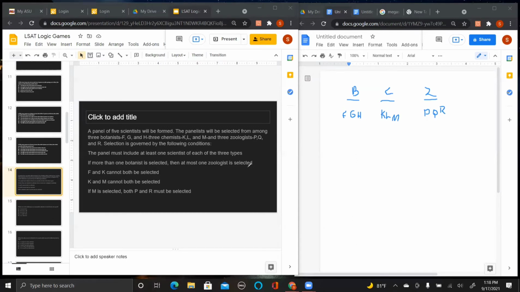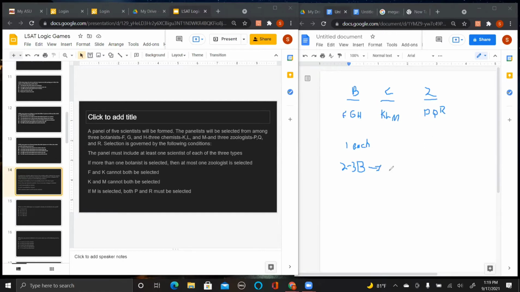So here are the rules. Panel must include at least 1 scientist from each of the 3 types. So I'm gonna put 1 of each. We have to make sure we include at least 1 botanist, 1 chemist, and 1 zoologist, right? And then if more than 1 botanist is selected, then at most 1 zoologist is selected. Not the easiest one to write out succinctly. But if more than 1 botanist, that means 2 or 3, right? Because there's only 3. 2 or 3 botanists.